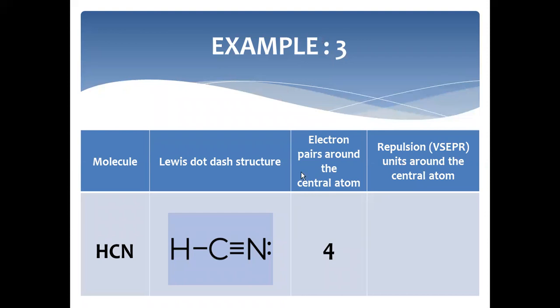So here we are talking about the electron pairs around the central atom. The 2 electrons contributed by one bond, that is what we call an electron pair. A pair means 2 electrons equal 1 pair, right? So this is called 4. So let's find the repulsion units.